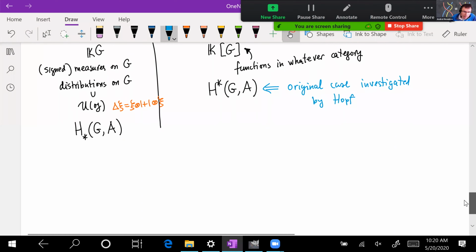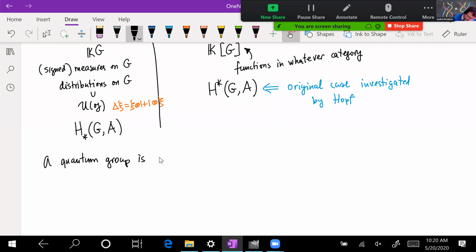So now a quantum group is the deformation of any of this in the world.